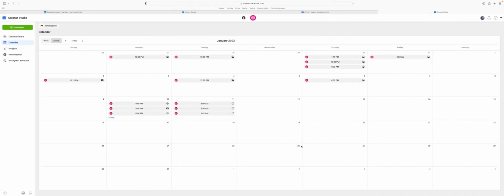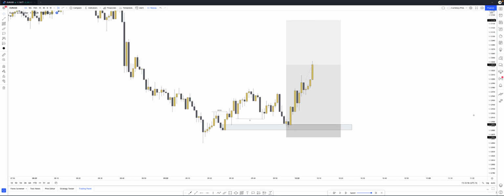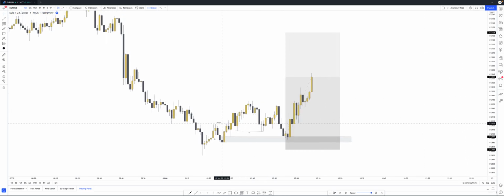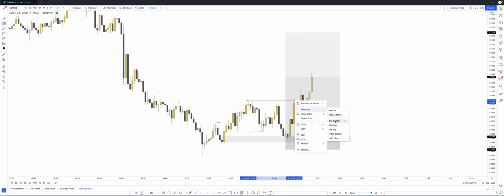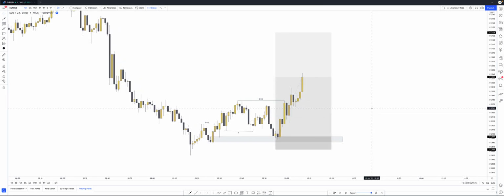So, heading back over to TradingView. There we go. Okay, so obviously after the initial break of structure, we have another major break of structure right here. So let's outline that as well. All right, so it's pretty straightforward so far.